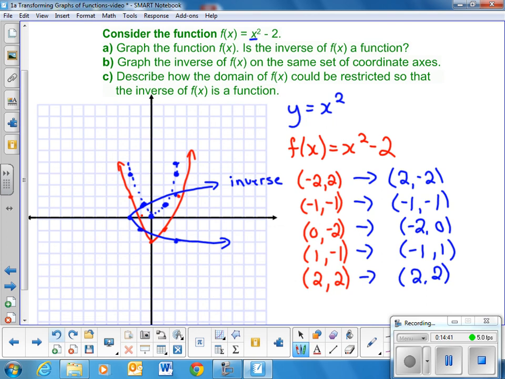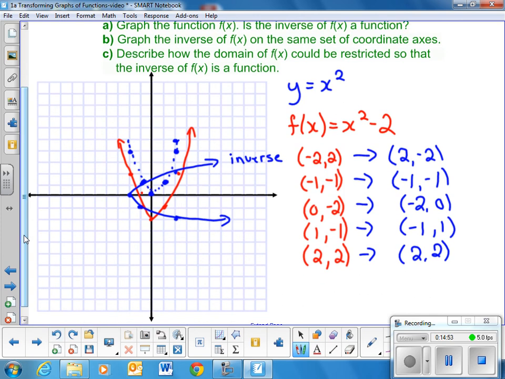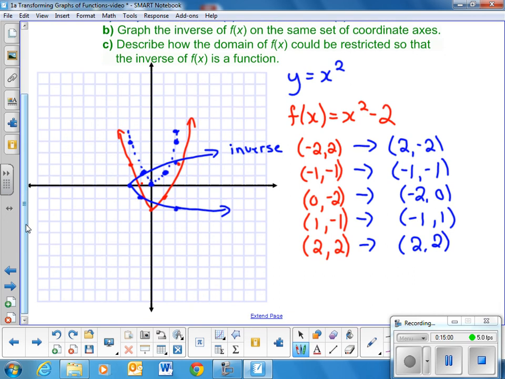So in part A for our original function, is the inverse of our red graph a function? No, it's not, because if I do a horizontal line test on the red graph, it will cut more than once. Then we've graphed the inverse on the same set of coordinates. And part C says, how could we restrict the domain of the original so that the inverse of f of x would be a function. And again, if we had half of that parabola, then the inverse would be a function. So we need half the parabola.